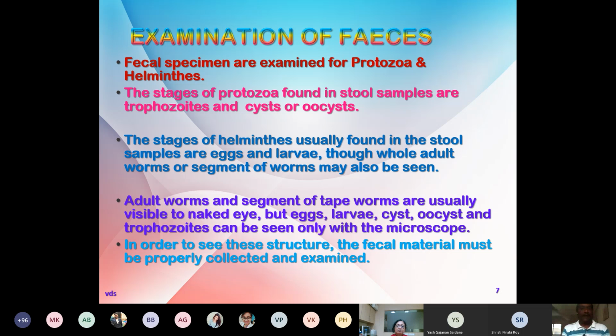Whereas the stages of helminths, which are usually found in the stool, are eggs and larvae. Microscopically, we can observe the eggs and the larvae in the stool specimen.